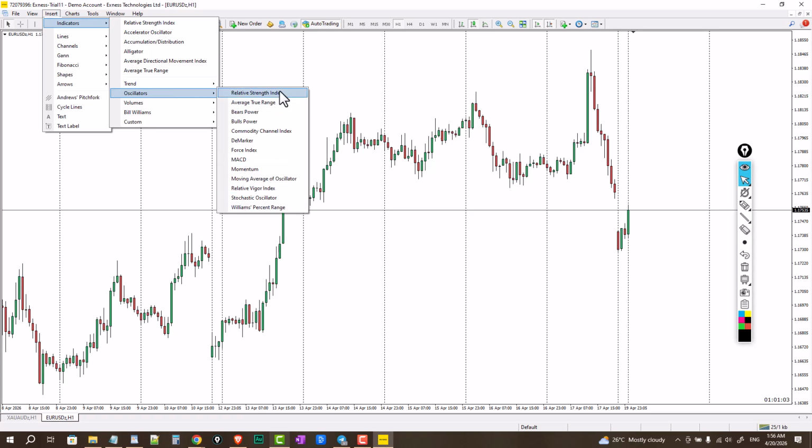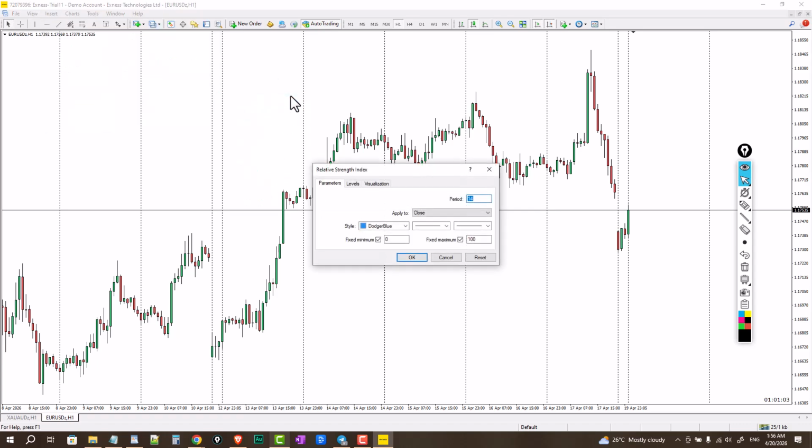You can see this is the RSI. It's here under this category. So just click on it to add it to your chart. Now, just like with most technical indicators inside MetaTrader, it has its default settings, and from here you could just click on OK and add it to your chart and just use it this way.